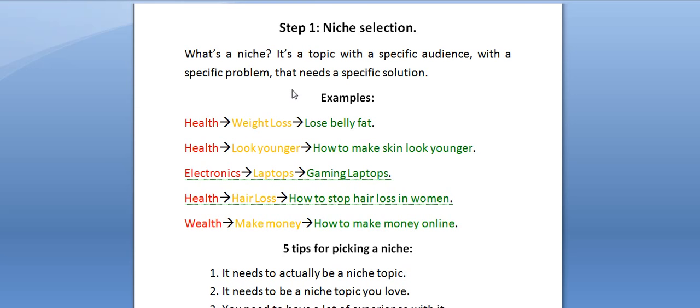So let me settle the debate right now by explaining what a niche is. It's actually a topic with a specific audience that has a specific problem that needs a specific solution. If you think about it in these kinds of terms, you're going to have no problems picking out a niche. Now, let me give you a few examples.